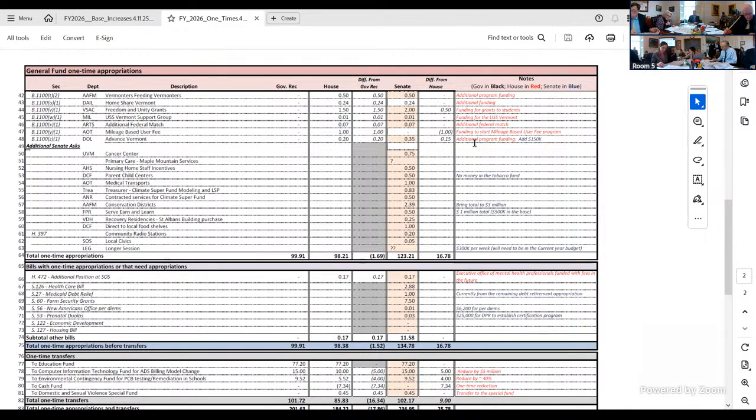Okay, so from line 50 down to 63, these are some additional asks that Amy and I were able to put together. So we have the $750,000 for the cancer center, primary care Maple Mountain services. There was a request for this, but we didn't have the amount. General fund or local fund? I think it's, yeah. Okay.